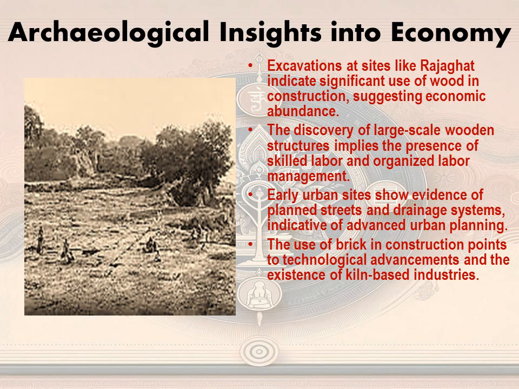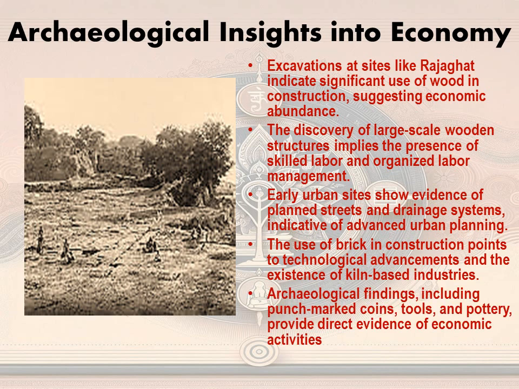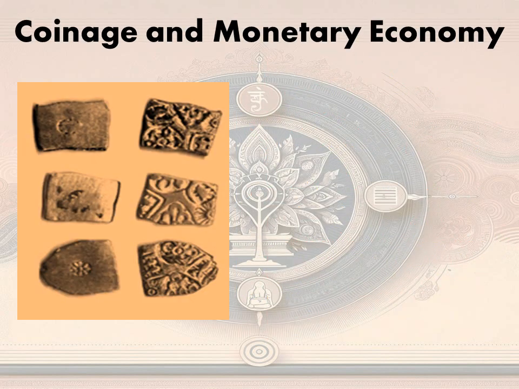Therefore we get existence of kiln based industries during the period of second urbanization. Archaeological findings including punch marked coins, tools and pottery provide direct evidence of economic activity. So we get archaeological findings like punch marked coins, different agricultural tools, pottery of different kinds, and thus there is a direct evidence of different kinds of economic activities during the 2nd century BC.